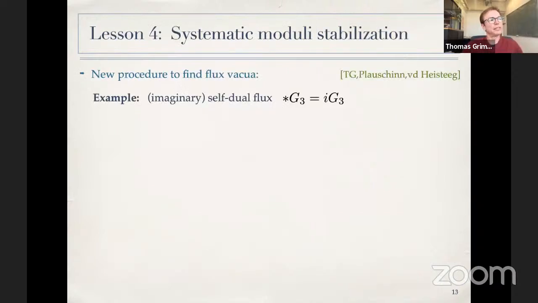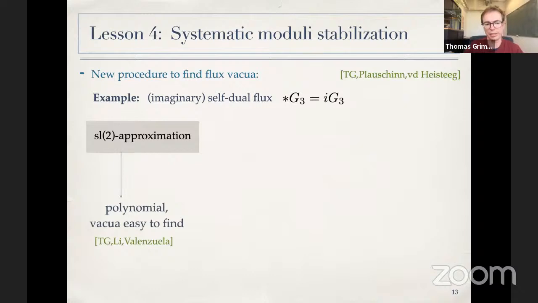Now, you can imagine that this gives us a lot of power. And in particular, we can now introduce a new procedure to find flux vacua. And that's what I was setting up to do. In fact, you can try to find a new way of solving these self-duality conditions using these asymptotic Hodge theory techniques. And so what is the idea here?